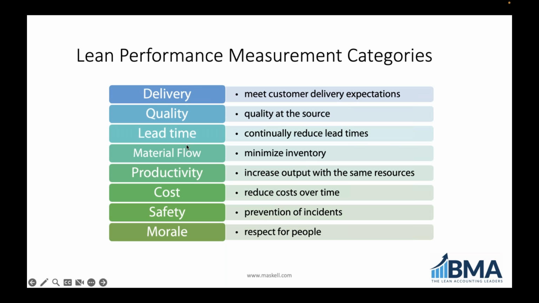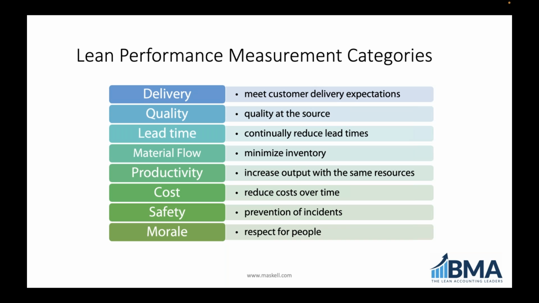I will say that material flow and lead time are very similar. The reason I broke material flow out is because for manufacturing and inventory, if you don't have inventory, then you're not measuring material flow. So delivery, you want to meet customer delivery expectations. That's sort of, you think about lean goals. Quality, you want to improve quality, but you want quality at the source. You want to be able to identify defects as soon as possible and correct them. There's also the preventing of defects.